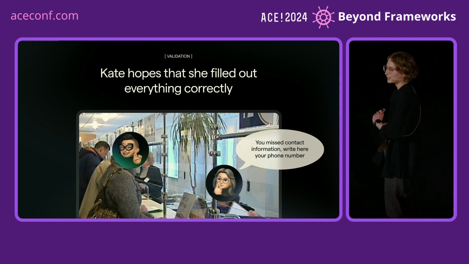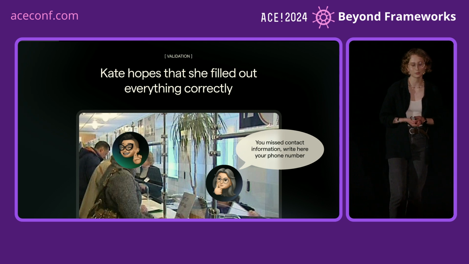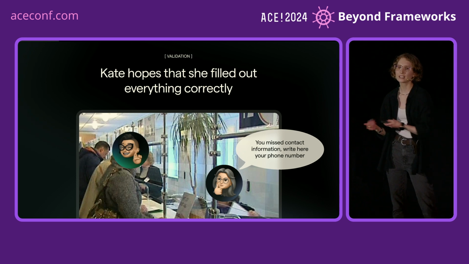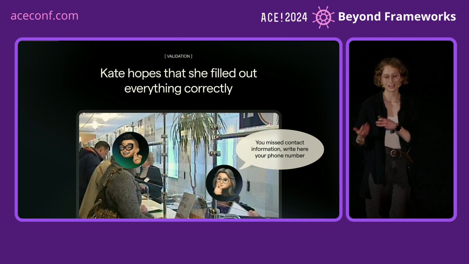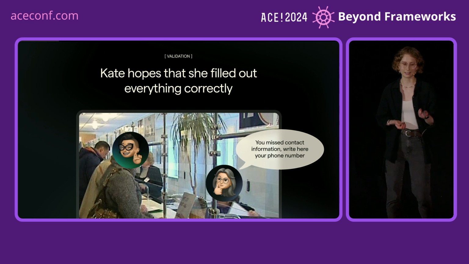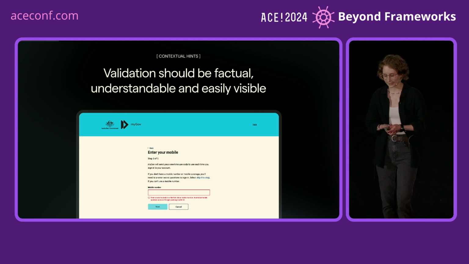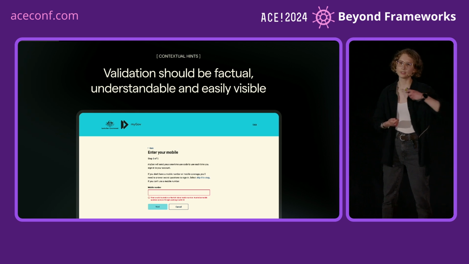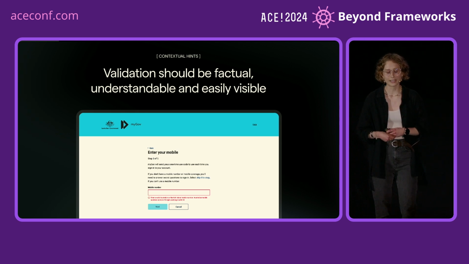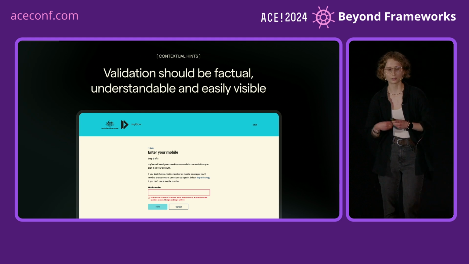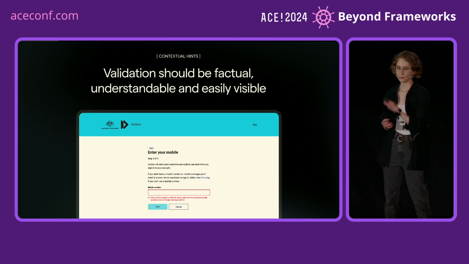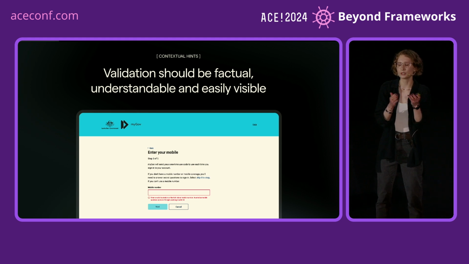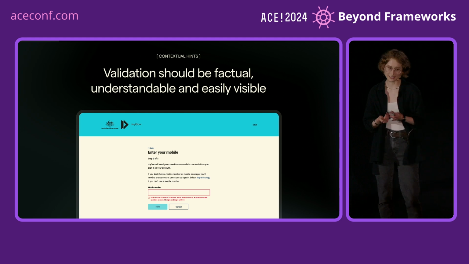And often when we are filling out complicated forms, we do something wrong, we miss some information. Again, in the office, we have staff who can tell us what we should change or add. And we should provide the same in the digital world. So we should think about different cases, about different errors that users can make, and provide validation messages that are factual, understandable, and easily visible. We should tell users not only that they made a mistake, but how they can fix it.